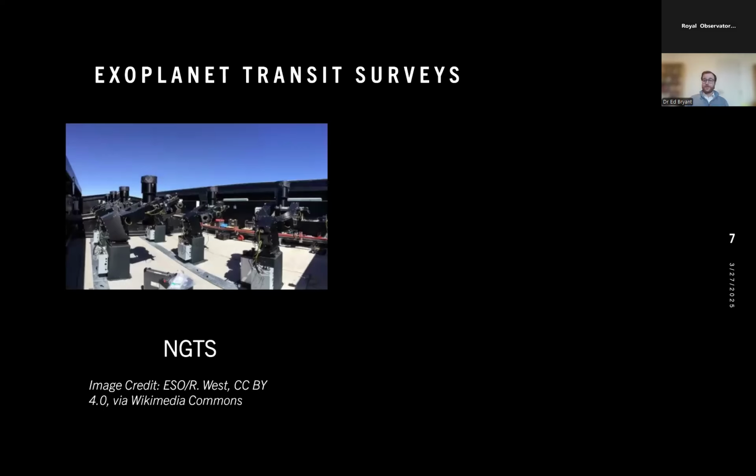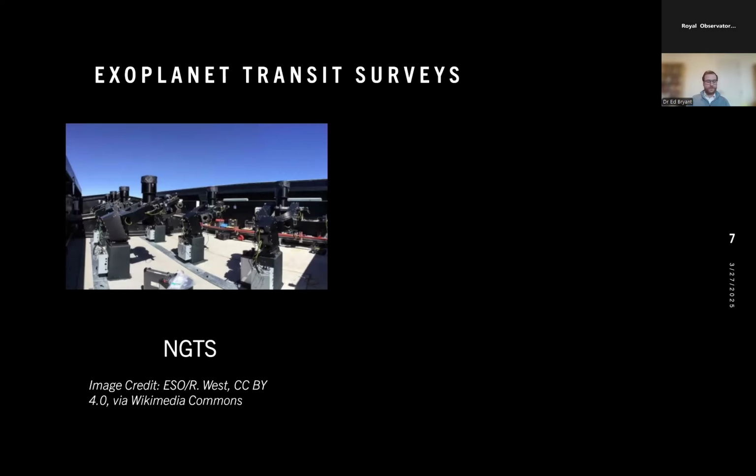Now, this is a survey that I work with myself, and I thought it might be interesting to actually see some of the hardware. This is a real picture of the NGTS telescopes. They're in an enclosure in the middle of the Atacama Desert down in Chile. And all these telescopes are continuously looking at the sky when it's dark, looking for transiting planets.